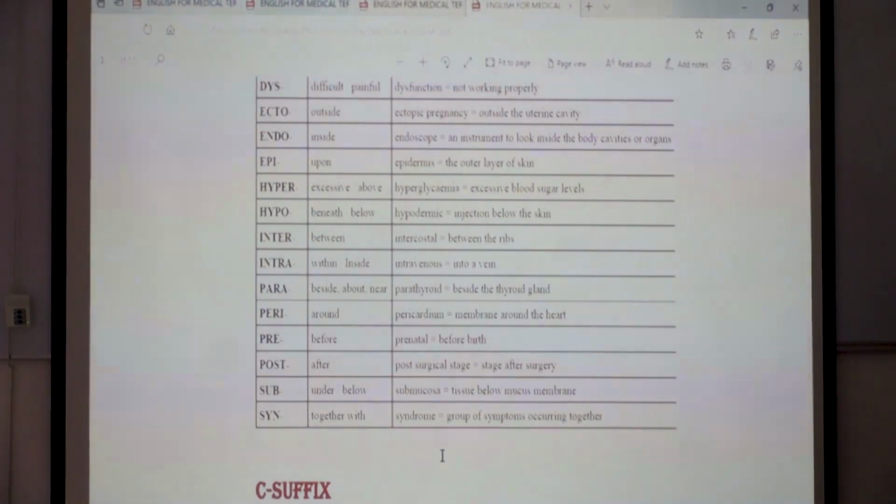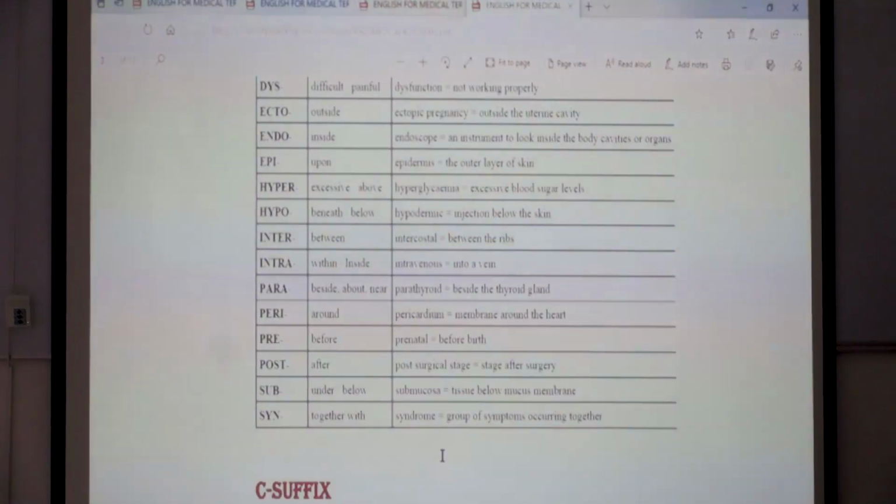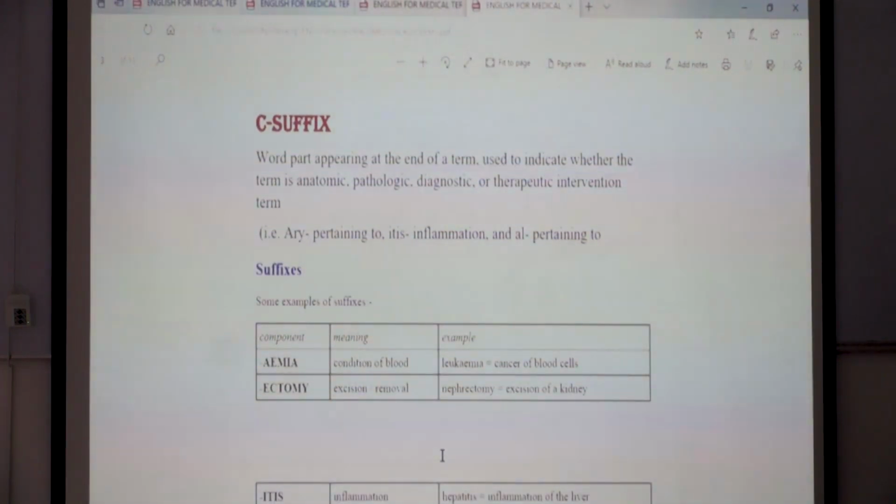Post-surgical stage. Post mean after. Post-surgical stage. Post-surgical instruction. Post-extraction instruction. All that give that meaning. We come to the end of that root, which is called suffix. Suffix. We give example for that.